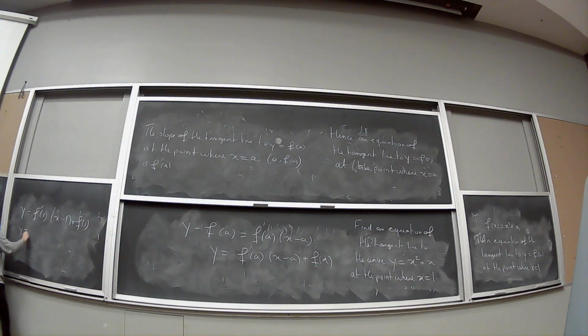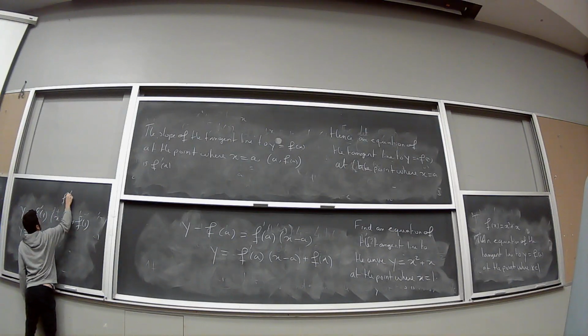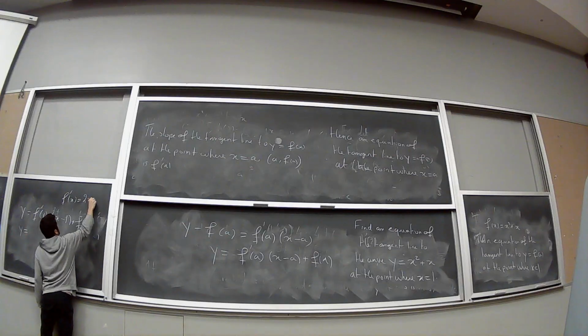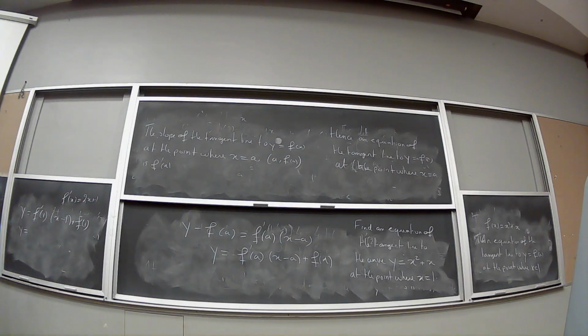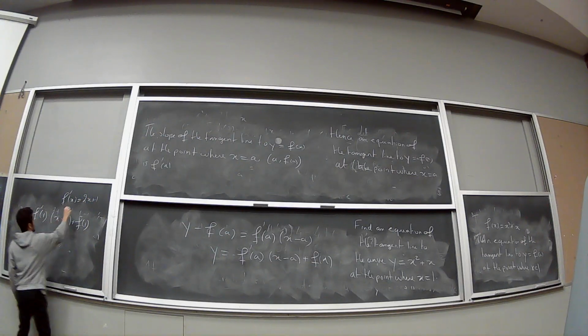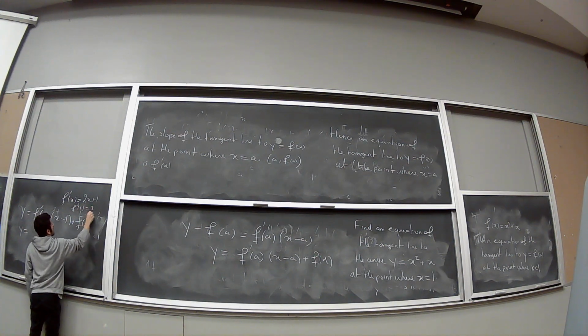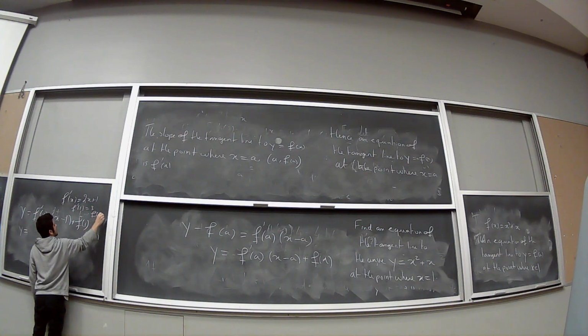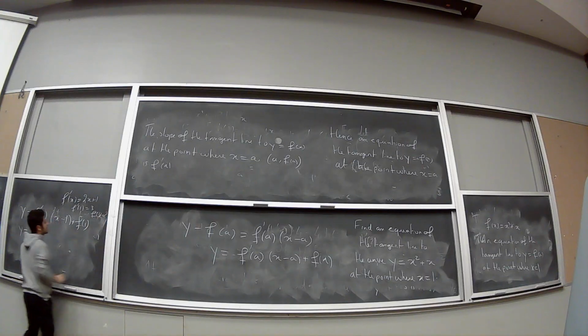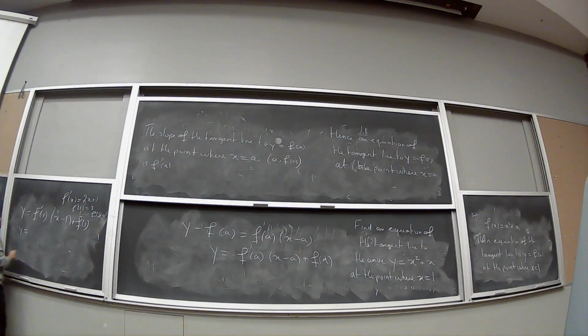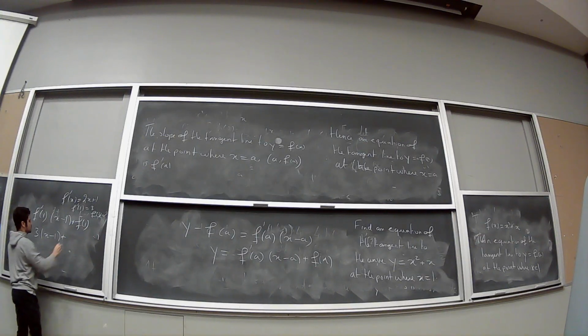So what is f prime of 1? What is f prime of x? f of x is x squared plus x, so f prime of x is 2x plus 1, right? Everybody, yes? What is f prime of 1? It is 3, and f of 1 is x squared plus x, so it's 2. So y equals 3 times x minus 1, plus 2.